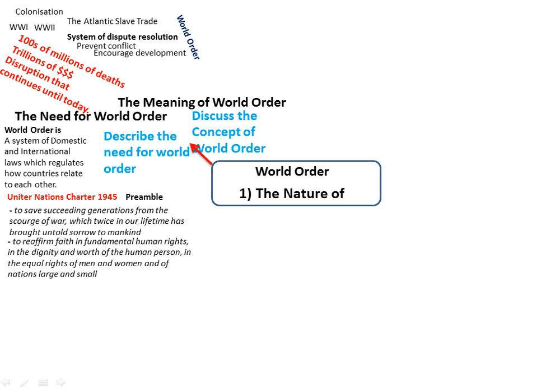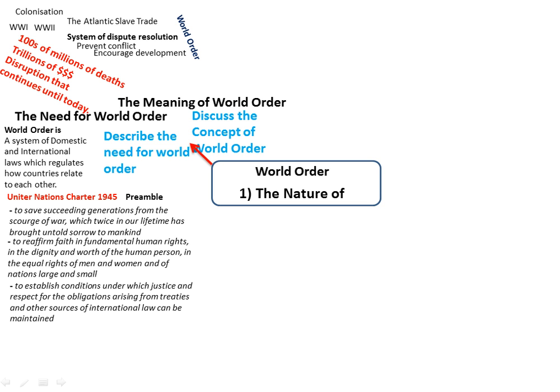Secondly, to reaffirm faith in fundamental human rights. I won't read all of that. It's about saying that during World War I and II, human life was incredibly cheap. We had 20 million Chinese people die, 30 million Russians die, 6 million Jewish people die. Life was almost meaningless. And we're saying no, that every human being deserves respect and worth.